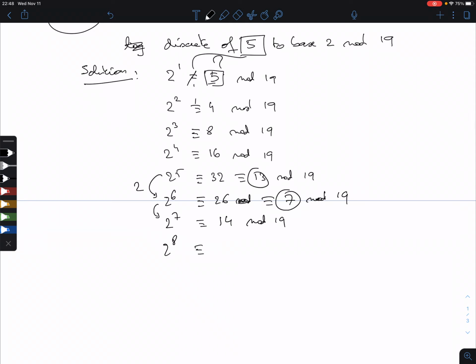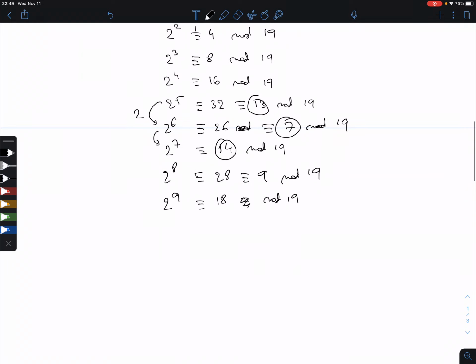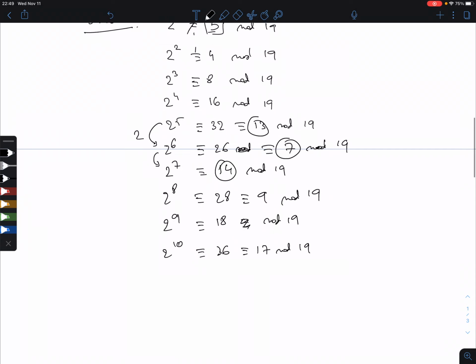2 to the 8. We just double this one, that is 28. Mod 19, that is the same as 9 mod 19. So no, we're not there yet. 2 to the 9th, that is 18 mod 19. No. 2 to the 10th, that is 36, right? Mod 19, which is the same as 17 mod 19. Oh, damn, we're not getting 5, people.